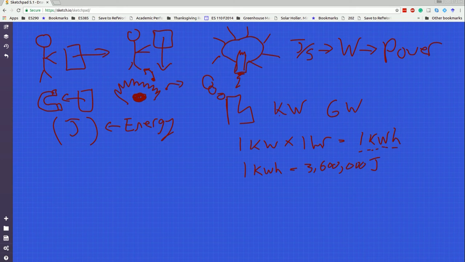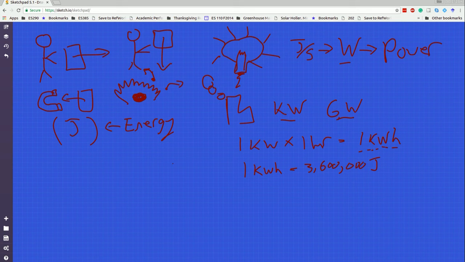It's a little bit confusing because, as we discussed before, things like watts, kilowatts, and gigawatts, which all contain the word watt, are all units of power. They all describe flows of energy. But a kilowatt hour, even though it still has the word watt in it, is actually a measure of energy. It's a large unit of energy.